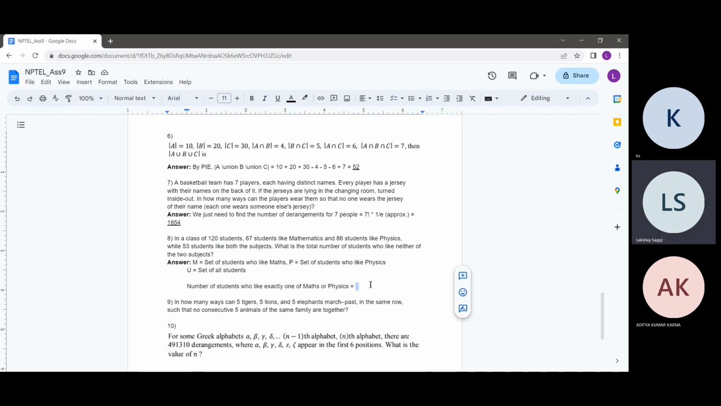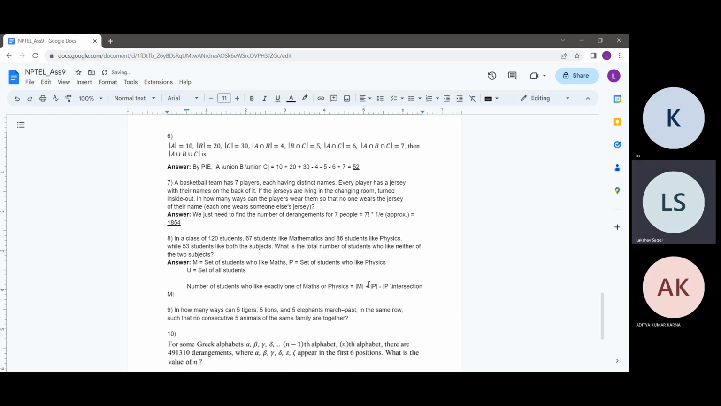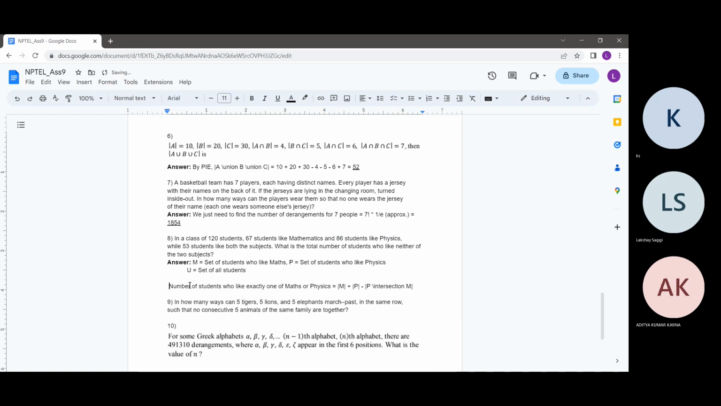It will be nothing but 67, like number of students who like maths plus number of students who like physics minus the number of students who like both. So, why will this be the case? I need to find the students who like exactly one of maths or physics.